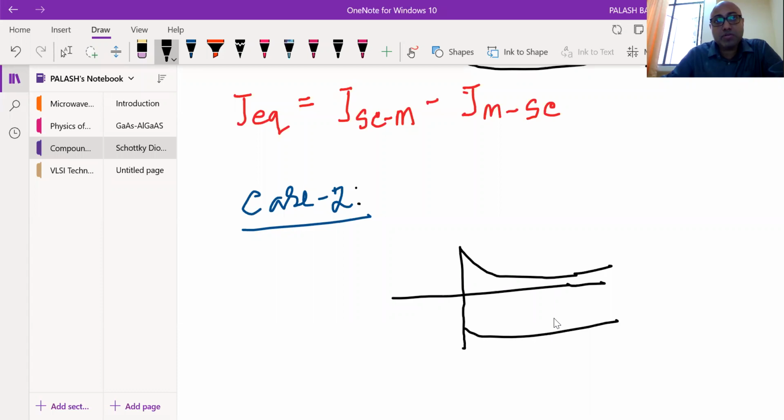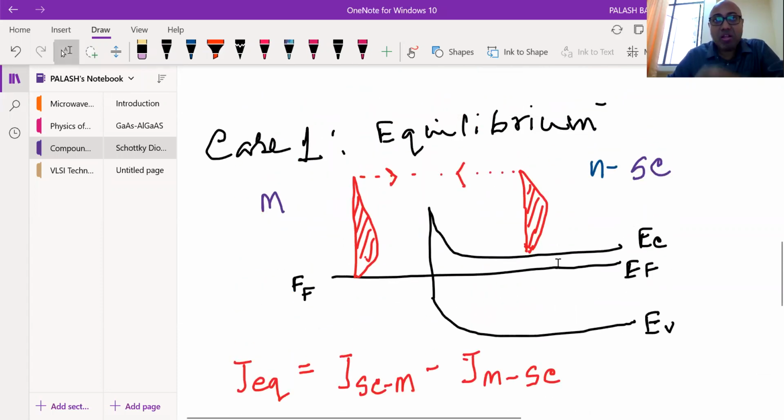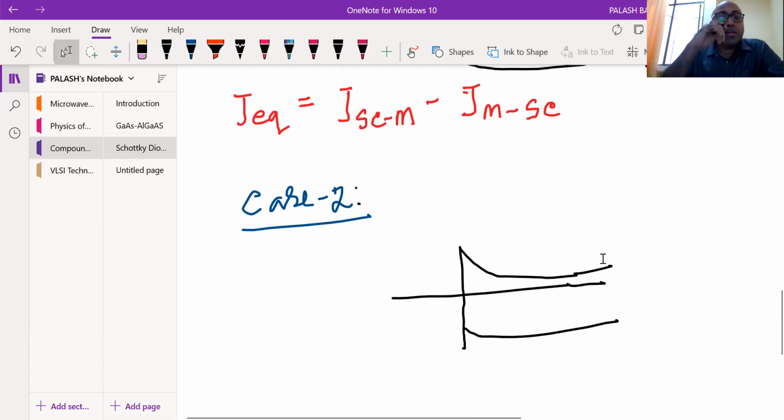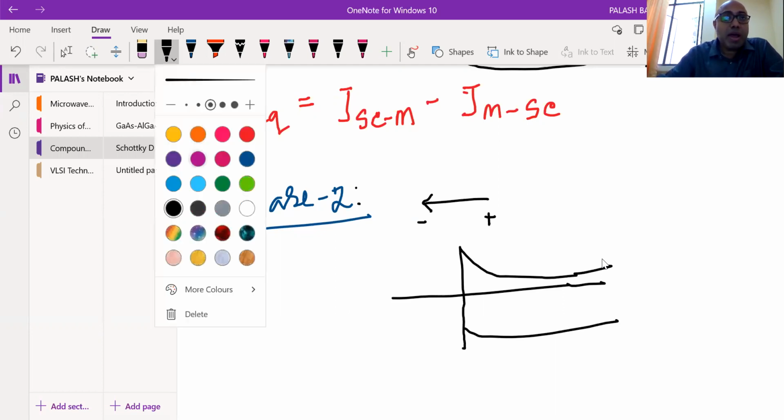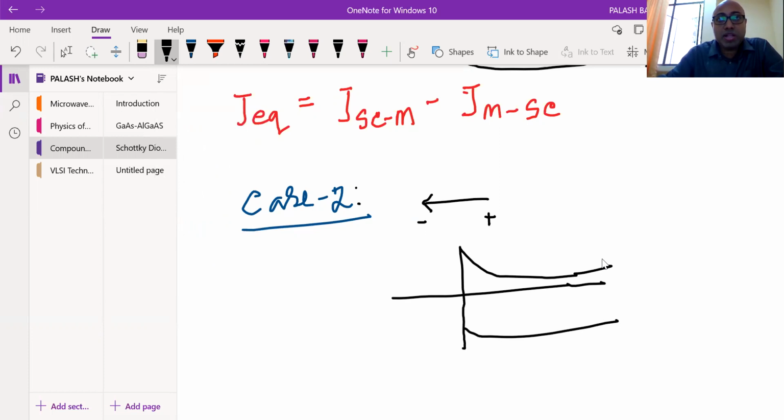What voltage? Another thing: what is the electric field, plus minus? What is the built-in potential polarity? Can you please tell me the built-in potential polarity? So this is my plus side, this is my minus side, correct? Because electrons have flown from the semiconductor side to the metal side. So you have an electric field in this direction. So this is actually EVBI, right?